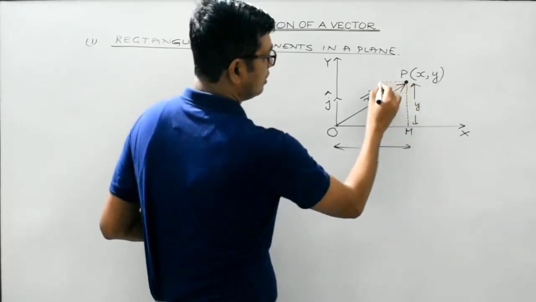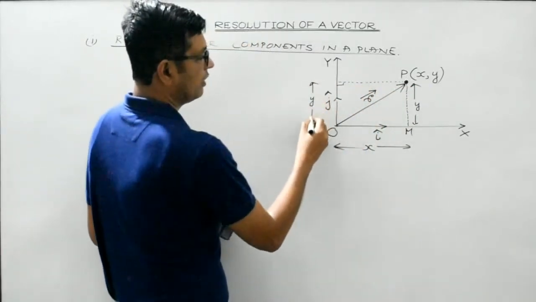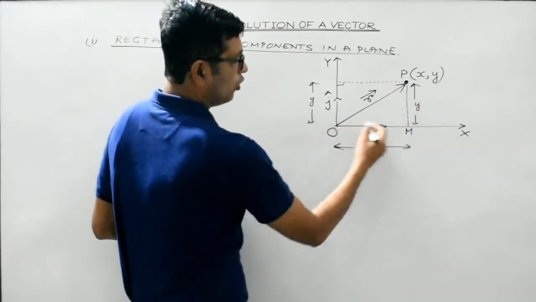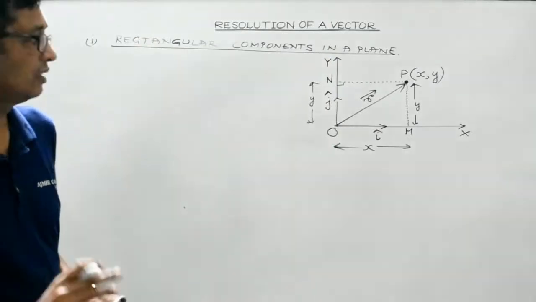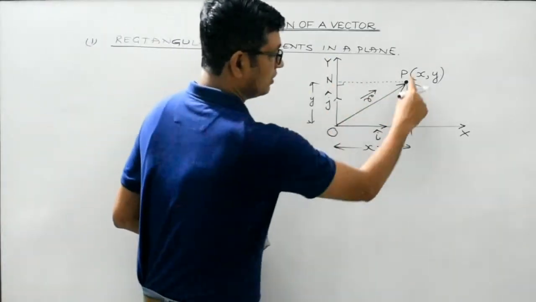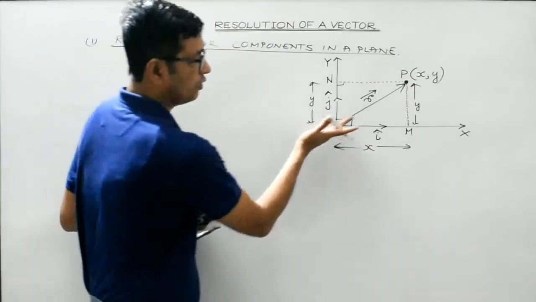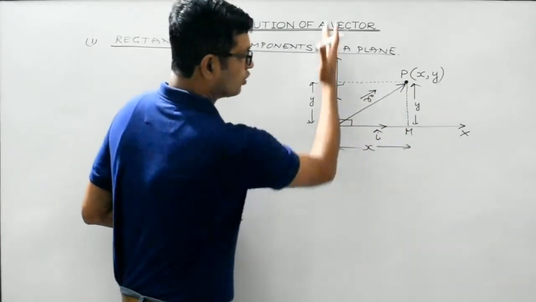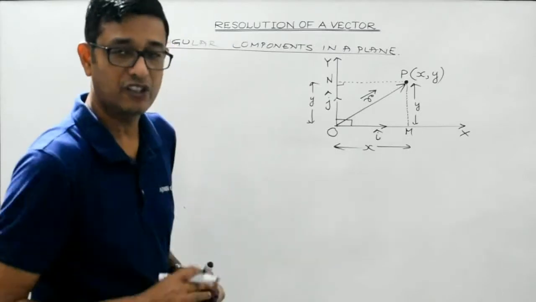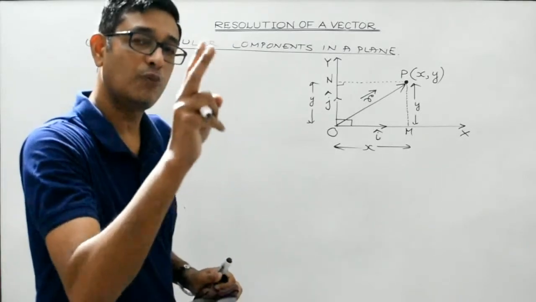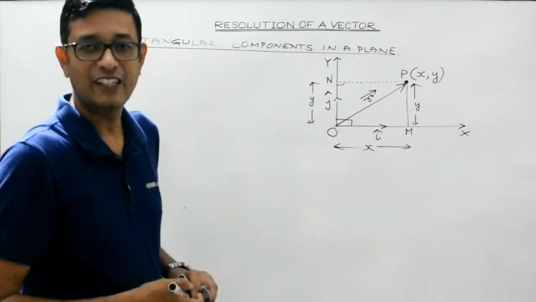So if you drop a perpendicular to the y-axis, it will be like this. This dimension would be y. Suppose this is O, M, P and let us consider this to be N. Clear, students? Now look, it's a parallelogram, it's a rectangle, right? And these two are perpendicular. We need to resolve the given vector r vector into two components, one along the x direction, the other along the y direction. And since these two are perpendicular to each other, the perpendicular components so obtained will be known as rectangular components. Right, students?